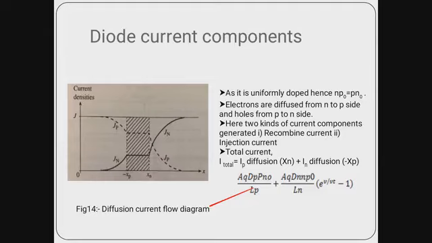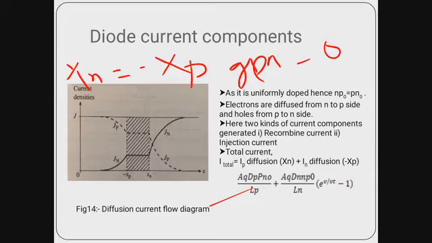At the junction, when xn is equal to minus xp, under this assumption there is no generation and recombination of carriers. That means when xn is equal to minus xp, generation is equal to 0 and recombination is also equal to 0.